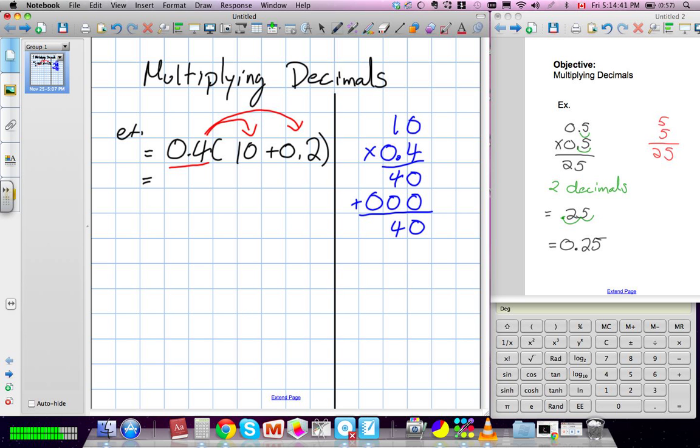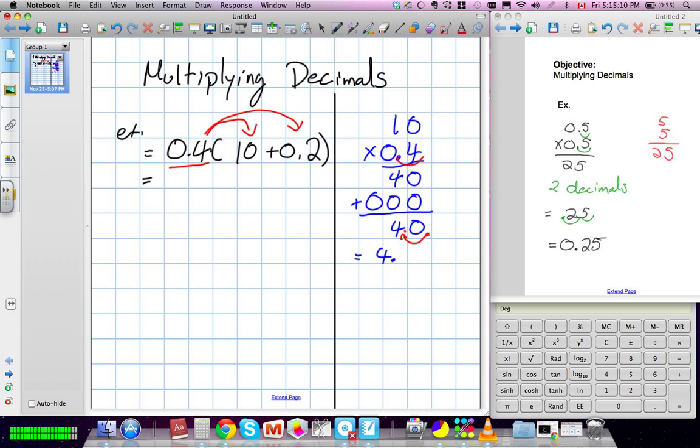But here's the important part, is we have to count the amount of decimal places in the question. Are there any decimal places with 10? No. Is there with 0.4? Yes. How many decimal places? Just 1. So we take that 1 decimal place, and we move the decimal 1 spot from the beginning of our answer. So our final answer ends up being 4.0.